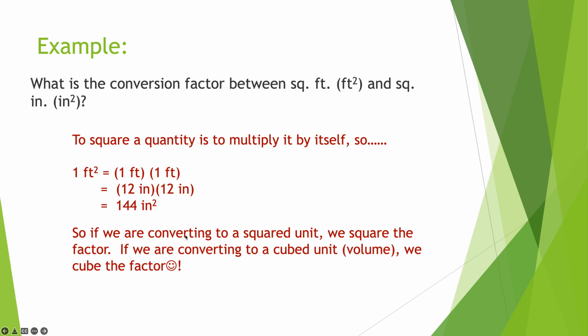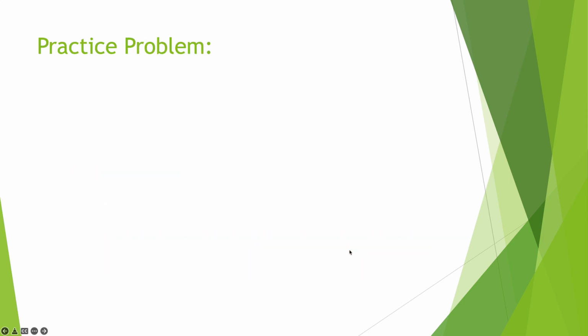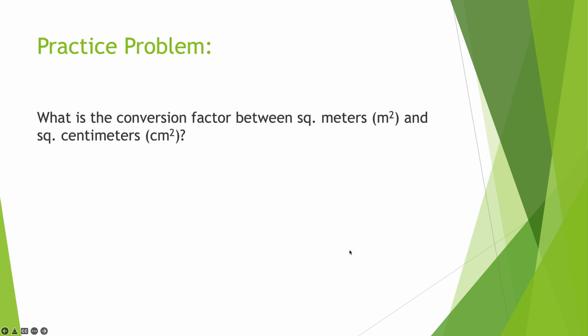So if we're converting to a squared unit, we square the factor. So the factor was 12. 12 squared is 144. If we're converting to a cubed unit, like volume, we cube the factor. So not only do the units get squared or cubed, but the factor gets squared or cubed. We can't forget that. Here's a practice problem. What's the conversion factor between square meters and square centimeters? Stop and start.